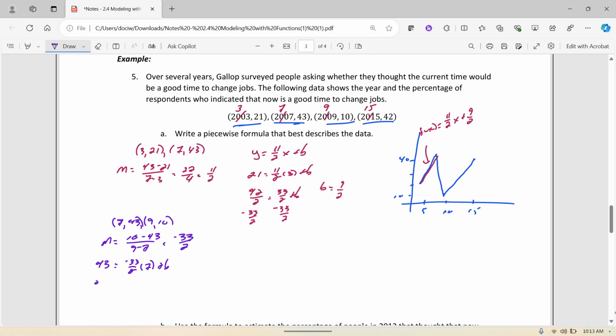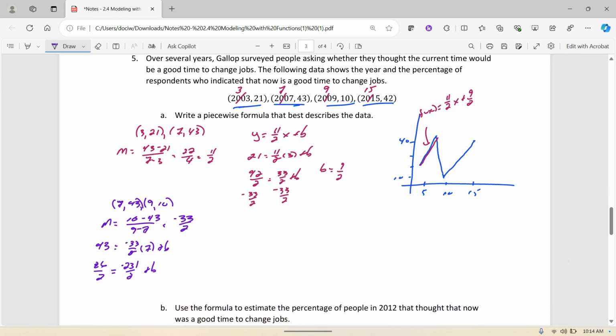So 43 is 86 halves. And 33 times 7 is 231. So this is a negative 231 halves plus b. When I add, I'm going to push this up just a little bit. When I add the 231 halves, we have 86 plus 231 halves. We're going to get 317. This is pretty ugly. 317 halves.